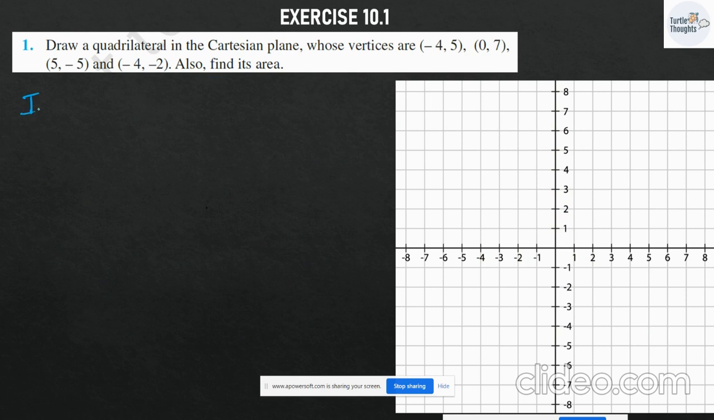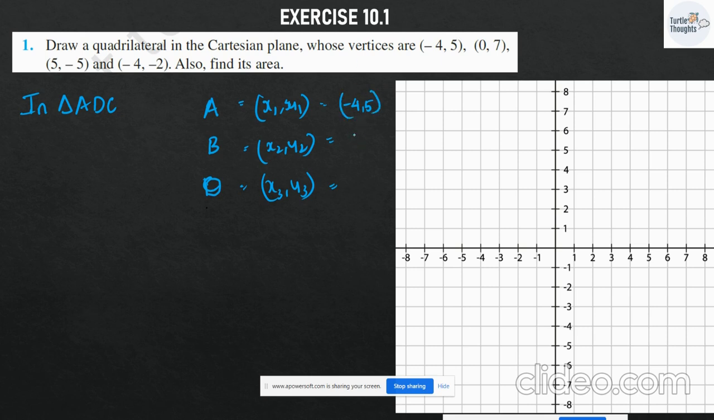So in triangle ADC, A is taken as x1 comma y1, this is taken as x2 comma y2, and this is your D, D is taken as x3 comma y3. Now let us write the coordinates. It is minus 4 comma 5. Here it is 5 comma minus 5, and here it is going to be minus 4 comma minus 2.